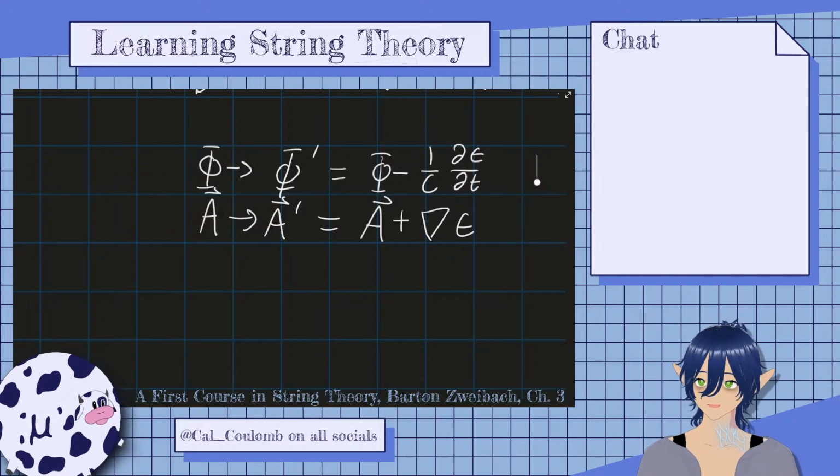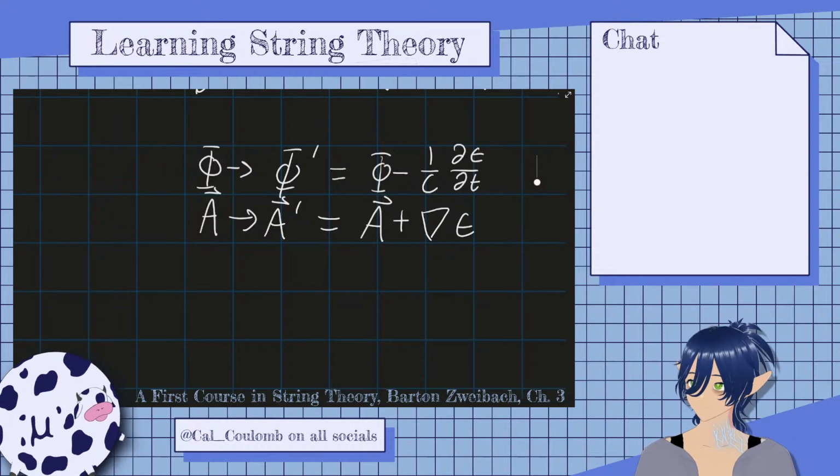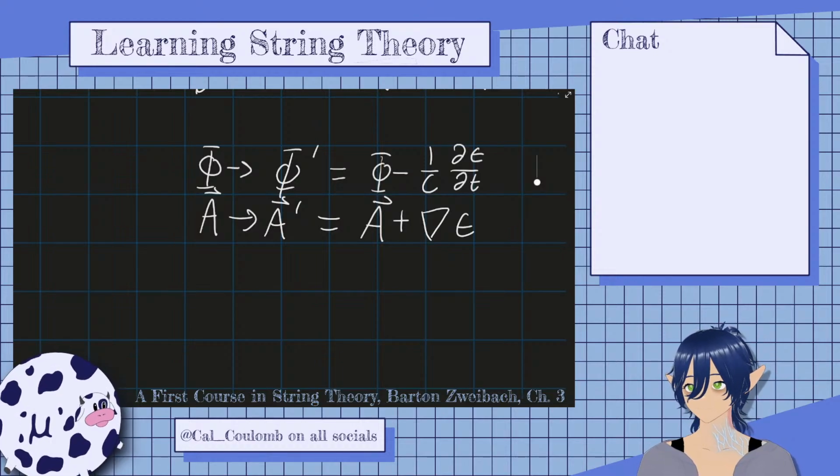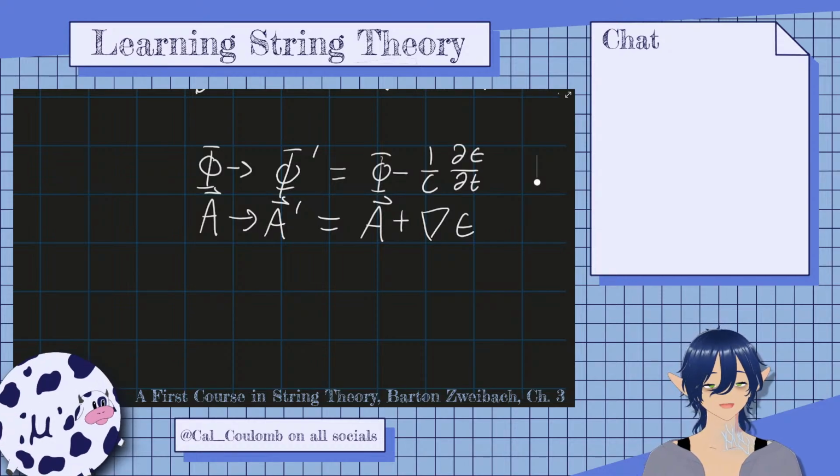So we're going to start now with 3.2, electromagnetism in 3 dimensions. What is electromagnetism in 3 spacetime dimensions? One way to produce a theory of electromagnetism in 3 dimensions is to begin with the 4-dimensional theory and eliminate one spatial coordinate. This procedure is called dimensional reduction.